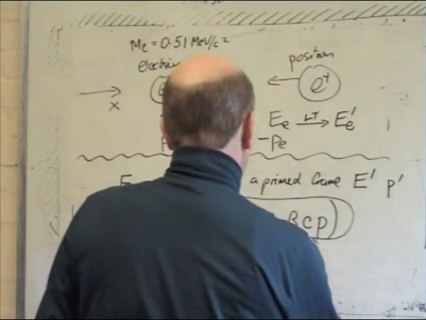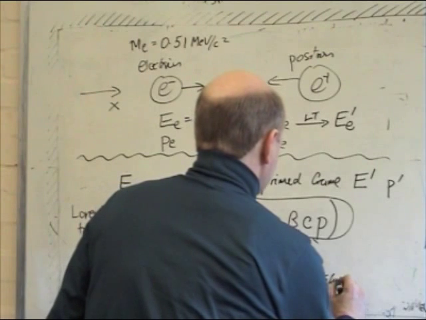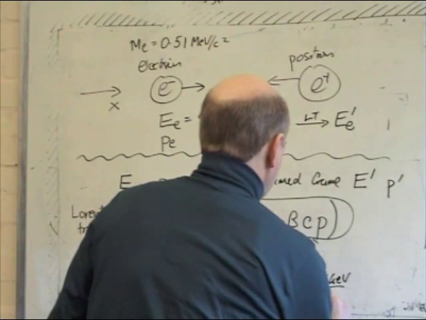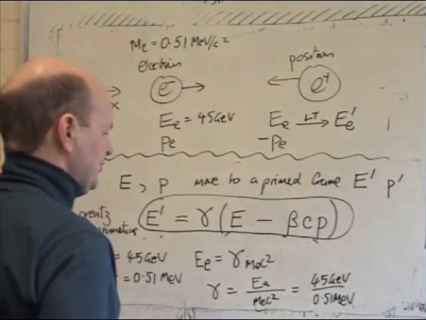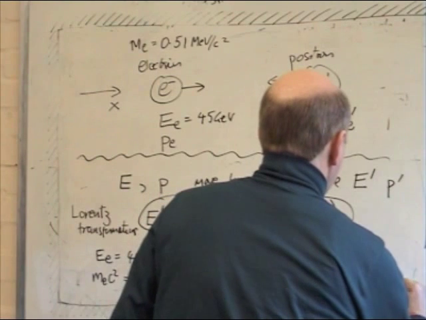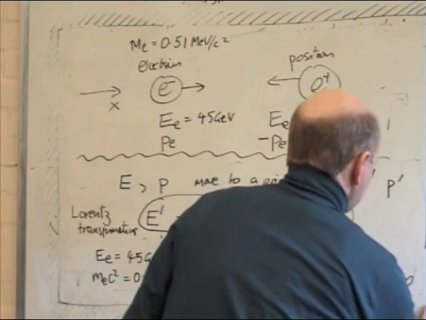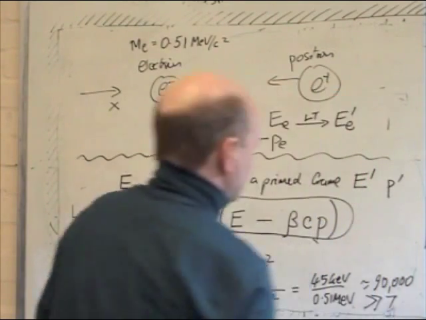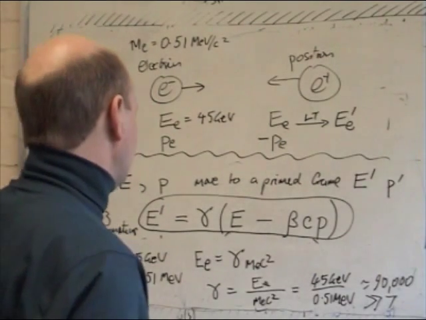And it turns out that's a very large number, because E sub electron is 45 GeV, and m c squared is 0.51 MeV, and the ratio of 45 GeV to 0.51 MeV is approximately 90,000, which is much, much bigger than the threshold of 7, above which we call a particle highly relativistic. Okay? So that's gamma. Now what about beta?